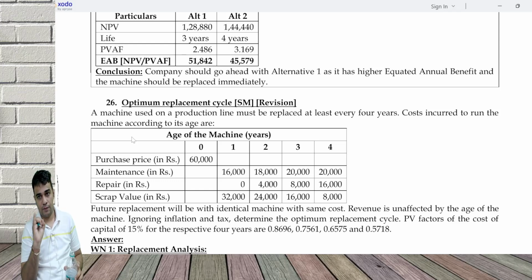Category 1 is whether to replace or not. Category 2, optimum life. Category 3, timing of replacement.